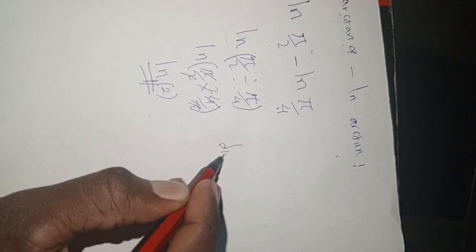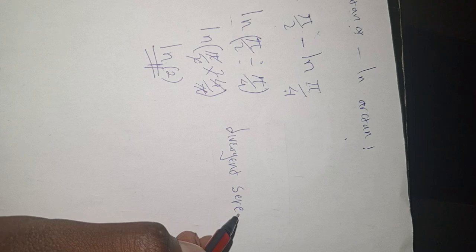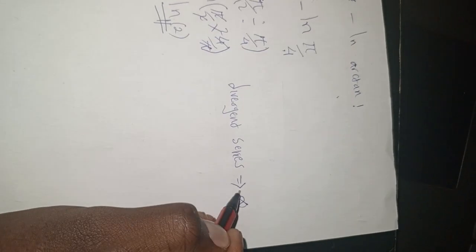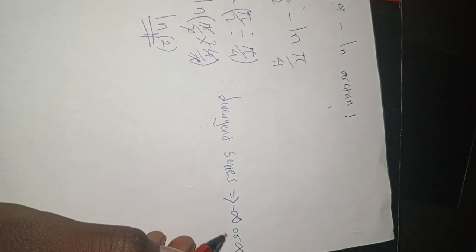And you just need to know two simple things. For the integral test to give you a divergent series, you just need to find two answers. When you find negative infinity or positive infinity, it means the integral is divergent, which will make the series what? Divergent. If you don't find either of the two, it means the series is convergent.